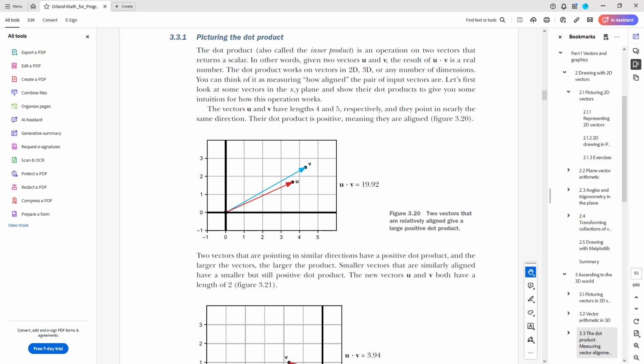This time it will be on dot product, and I'll try to keep it short, around 10 minutes. So let's start without further ado. What is this thing, dot product?